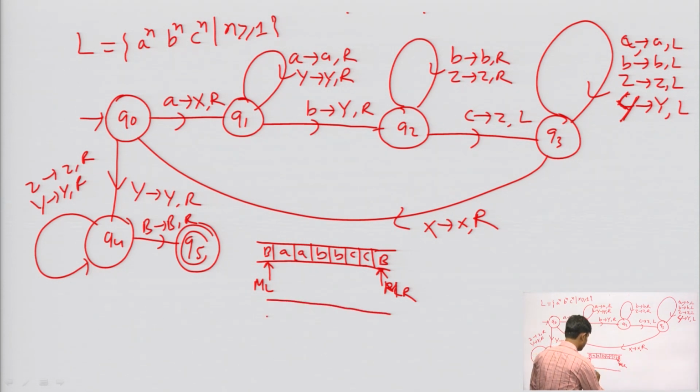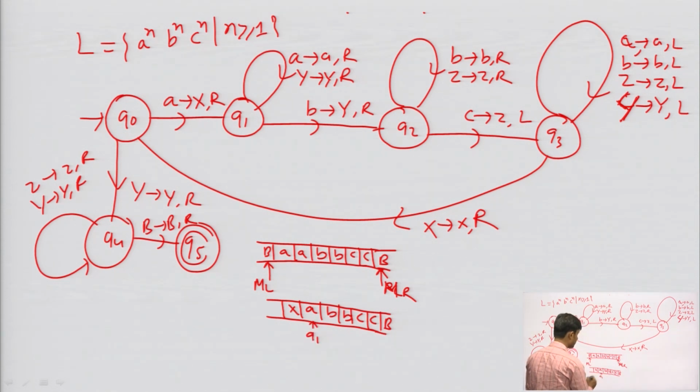A will be replaced by the x. Now this is x and this is A, then B, C, then C, then blank. So now Q1 points to A. Clear? So now Q1 is pointing to A. If A is there, you just have to move right in Q1.